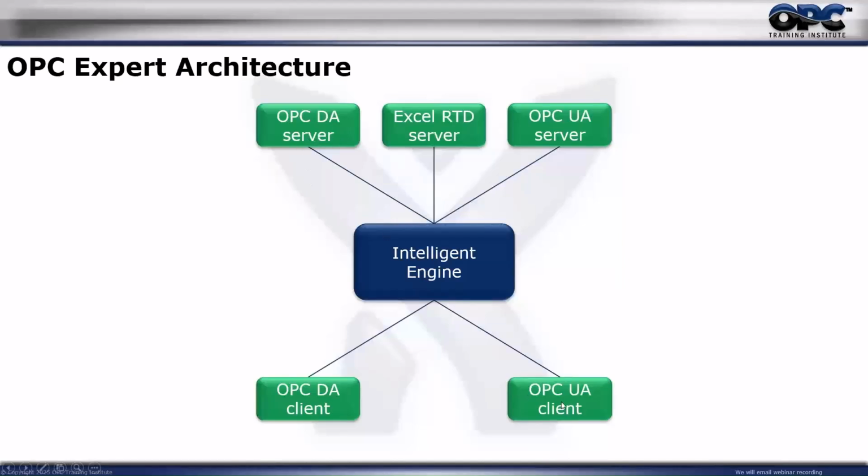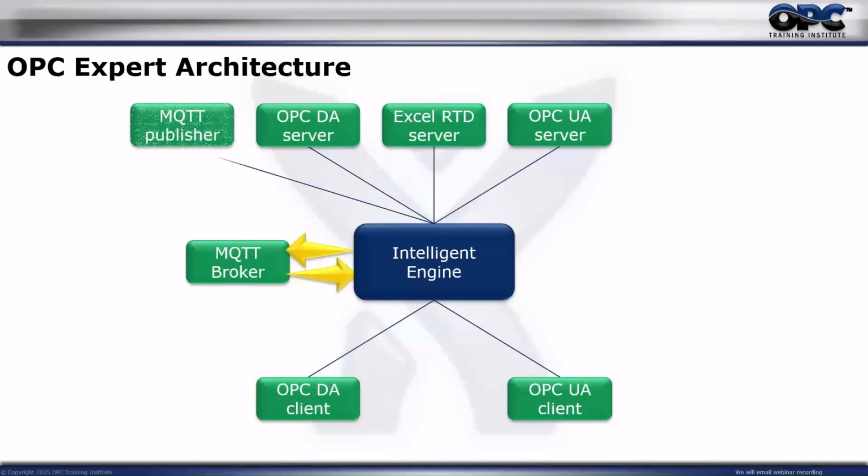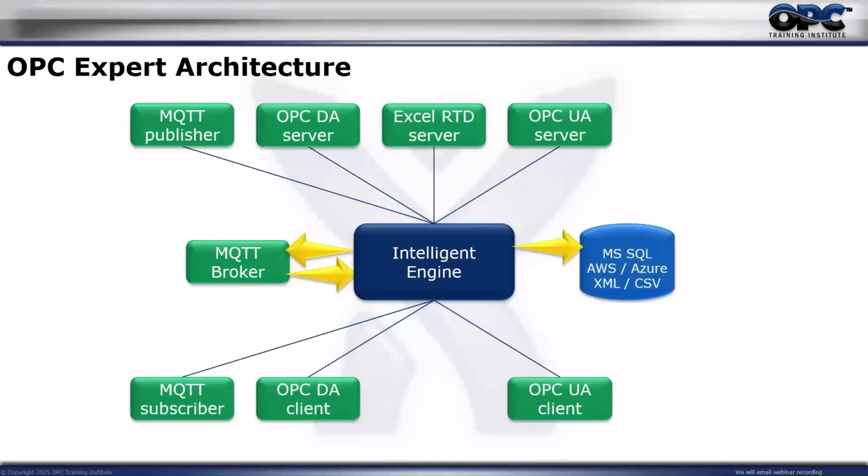You can also, in this case, it's UA to DA conversion, DA to UA conversion, but it even does DA to DA conversion or UA to UA, and it normalizes your communication. So all of that, as you can see, is built into the architecture. But it goes farther. There's MQTT. I talked about MQTT. So there's an MQTT broker. There's also a publisher and a subscriber. It's a full pub subsystem already embedded inside OPC Expert, as well as the databases.